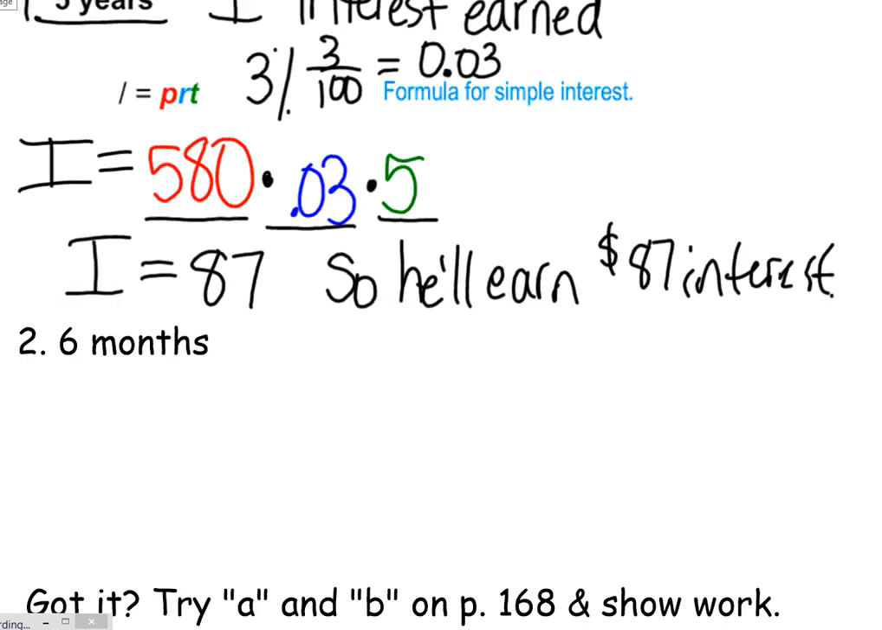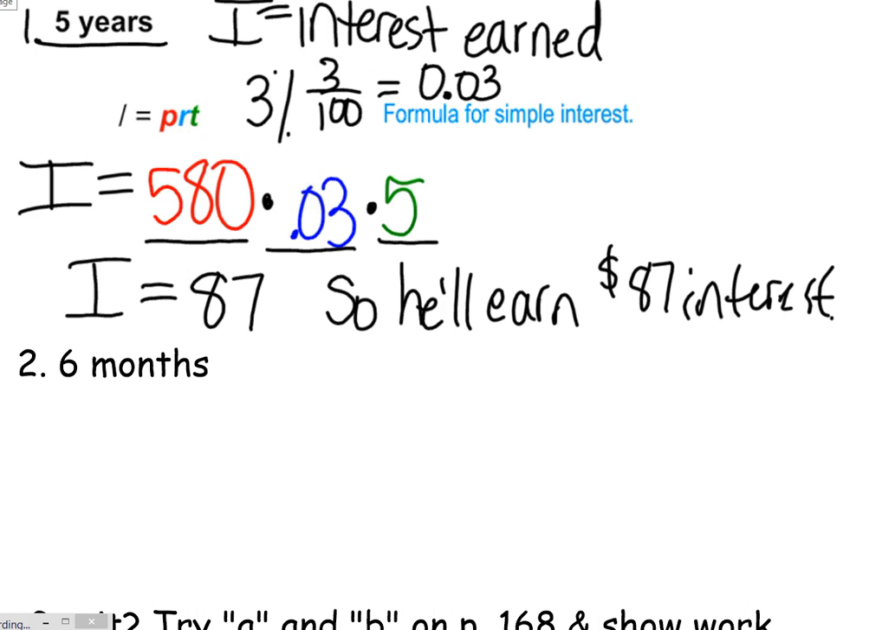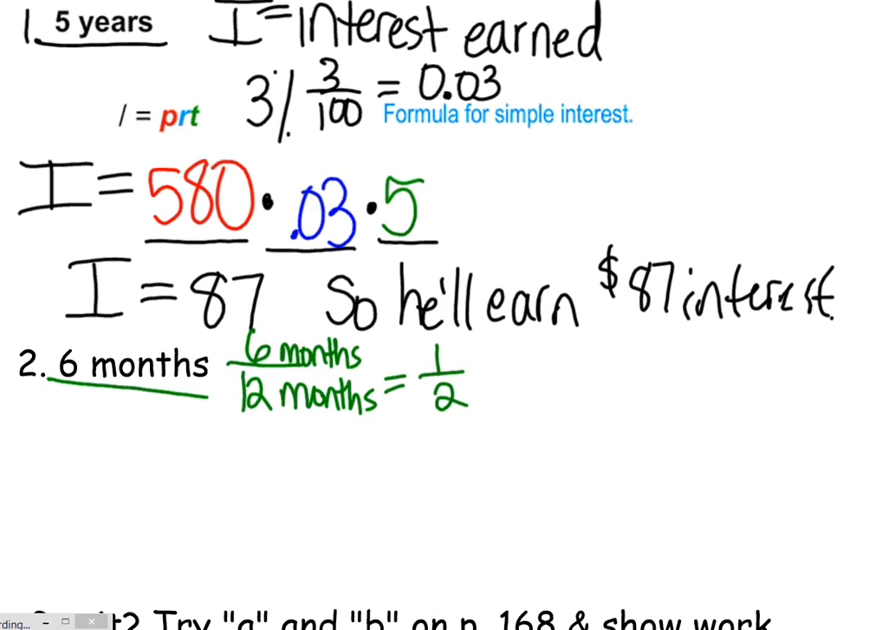And instead of 5 years, we're going to change it to 6 months. Now remember, time also always has to be expressed in years. 6 months out of a year, or 12 months, reduces to 1/2. Since we'll be writing equations, for this I would prefer a decimal. 1/2 of a year is 0.5 years. So let's use this for our time.